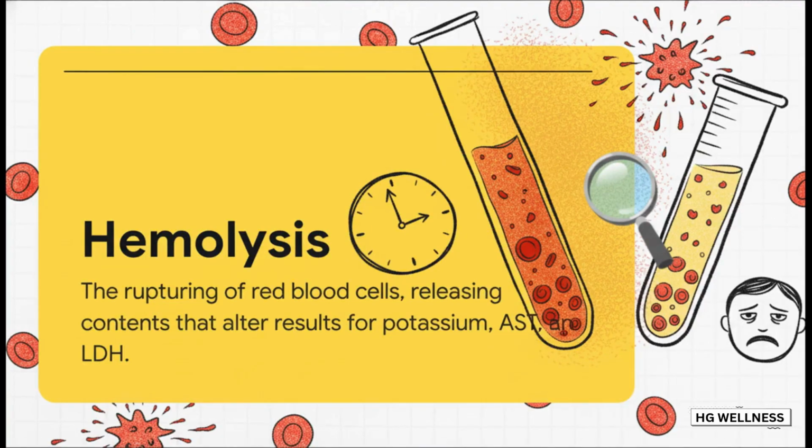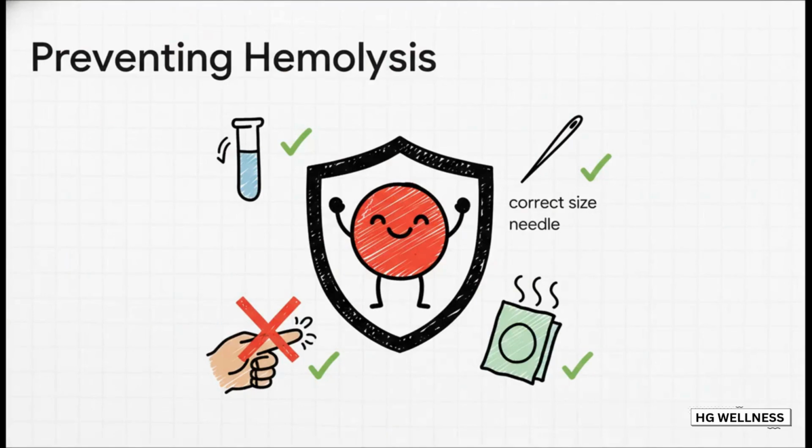Another major issue after the draw is hemolysis. This is just the medical term for the destruction of red blood cells. When they burst, they release all their insides into the sample, which contaminates it and dramatically skews test results, especially for things like potassium or liver enzymes. A hemolyzed sample is often totally unusable, meaning you have to go back for a painful and time-consuming redraw. The good news is, hemolysis is highly preventable.